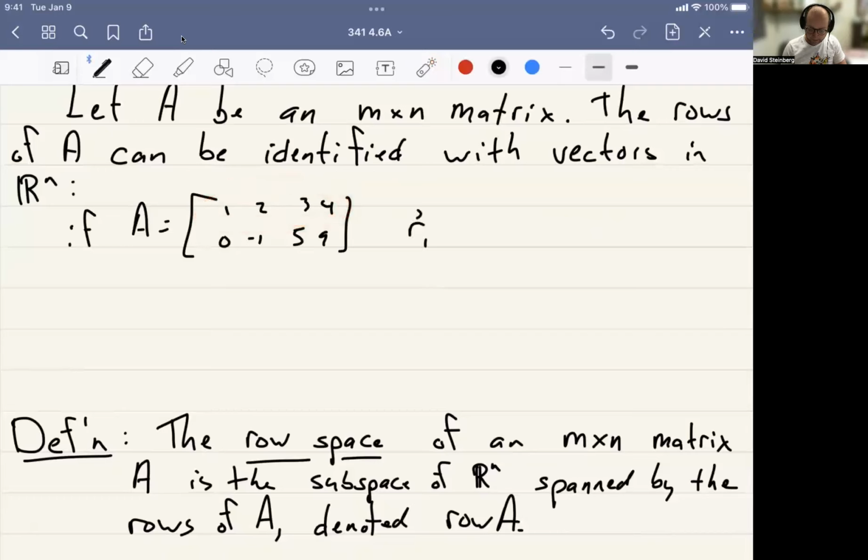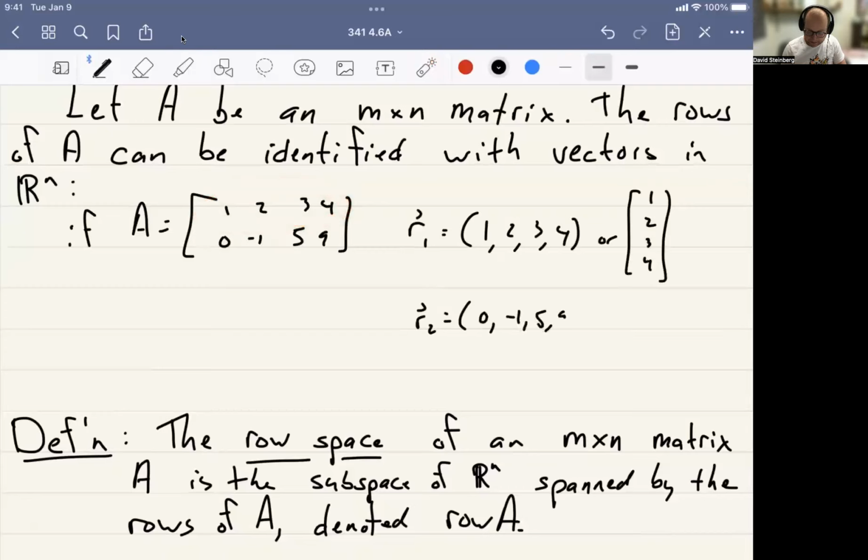Row 1, you could call it the vector 1, 2, 3, 4, or you could write it vertically. Doesn't matter. They're both just vectors. They're both talking about the same thing in R4. And similarly, row 2, you could write this as the vector 0, -1, 5, 9, or the column vector 0, -1, 5, 9. In either case, they can be identified with vectors in R4.